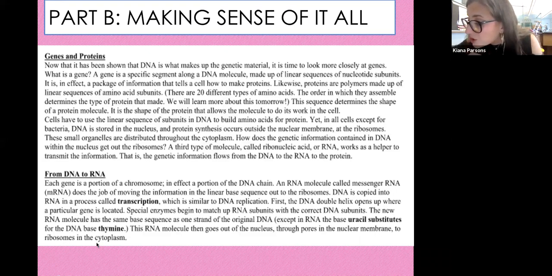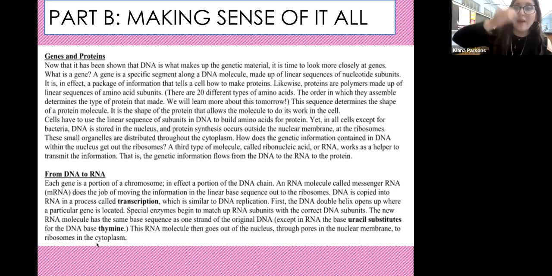How does genetic information contained in the nucleus get to the ribosomes in the cytoplasm? By being turned into a strand of messenger RNA. So RNA polymerase is involved in the process of transcription.